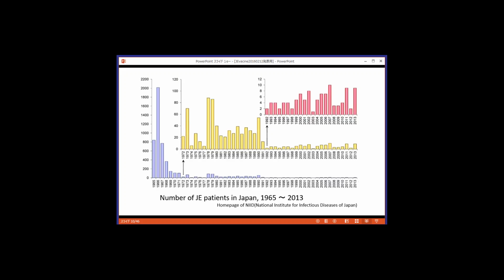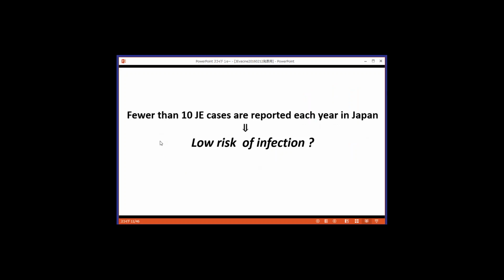Moreover, in 1989, a new vaccine which produces a wide spectrum of antibodies effectively was developed. So since 1992, incidence has been extremely low, less than 10 every year. Then, is there low risk of JE infection?